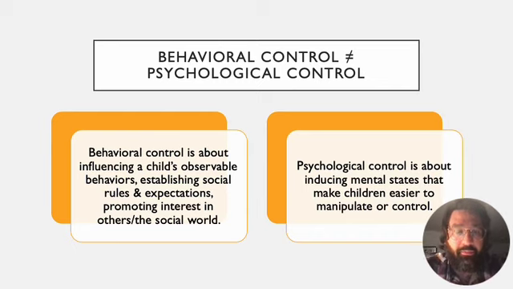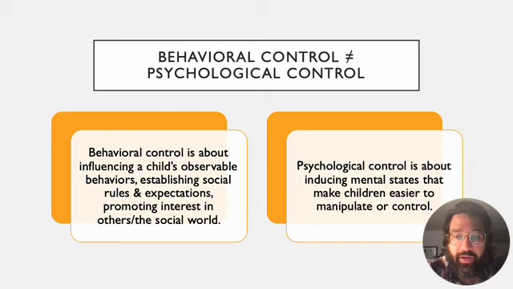And so here I want to highlight this really important point, that behavioral control is not the same as psychological control. Behavioral control is about influencing a child's observable behaviors, establishing rules and expectations, promoting interest in others in the social world. Behavioral control is like, you don't do that in certain situations because that might hurt someone else, or someone else might not want you to do that because it would be disrespectful to them. Behavioral control is about trying to teach social skills, mature, age-appropriate behaviors along the way.